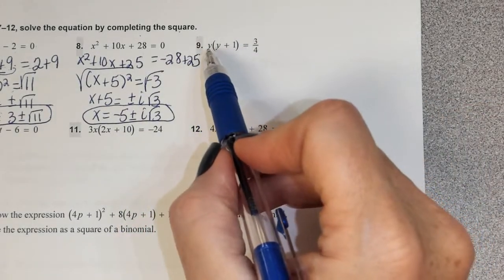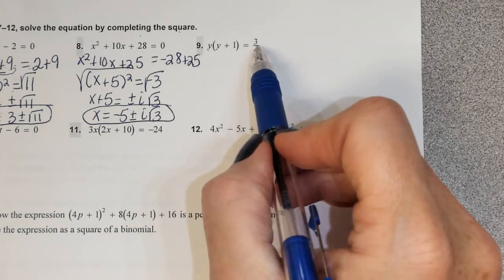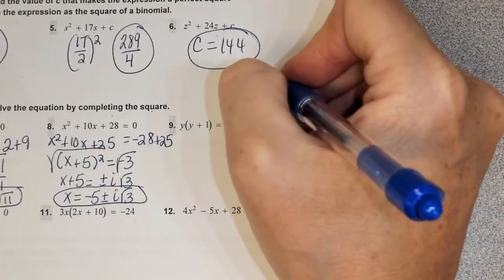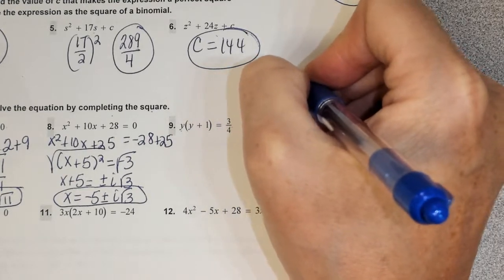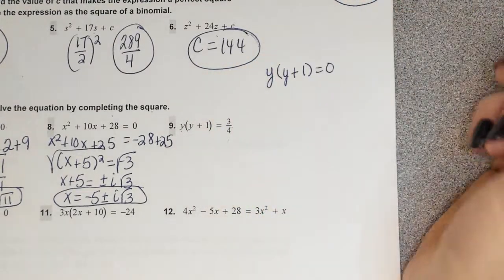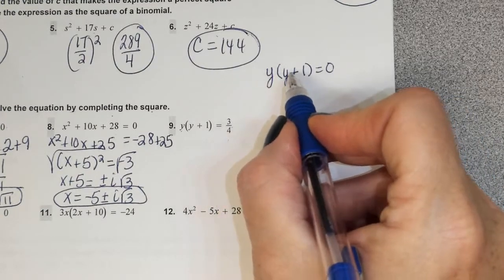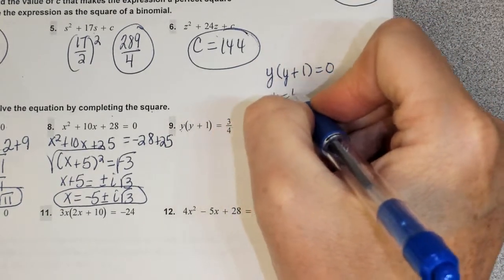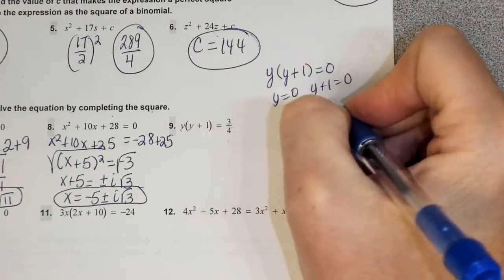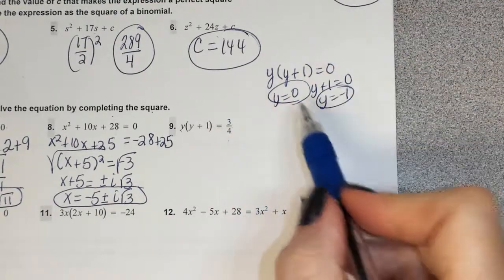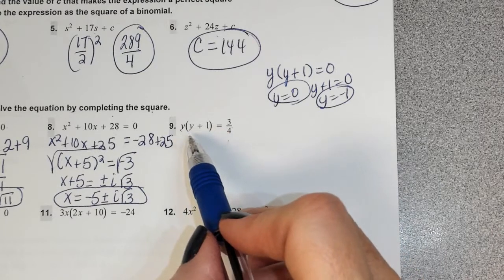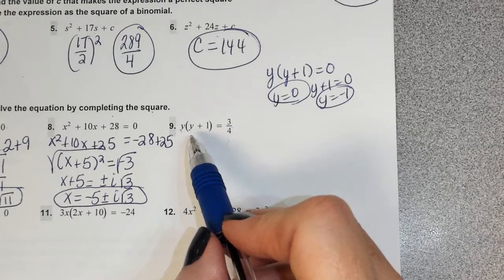Distribute. What I see people do sometimes is they're like, oh, wouldn't y have to be 3/4 and y plus 1 have to be 3/4? No. That only holds true on a problem like this. Watch this. If I have y times, say, y plus 1 equals 0. Well, now, because if two numbers multiply to give you 0, one of them must be 0. So y must be 0 or y plus 1 must be 0. So that would be the solution to something like this. But if two numbers multiply to be 3/4, does one of the numbers have to be 3/4? No. So we don't do that.